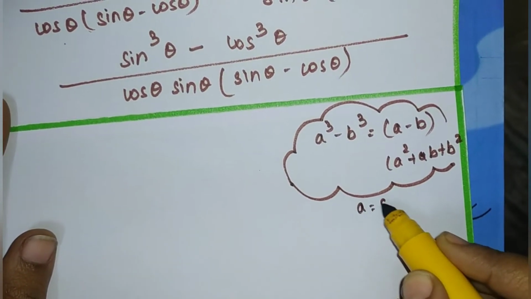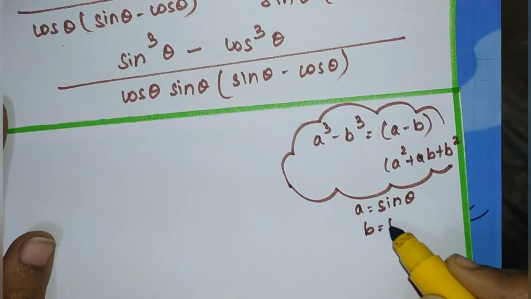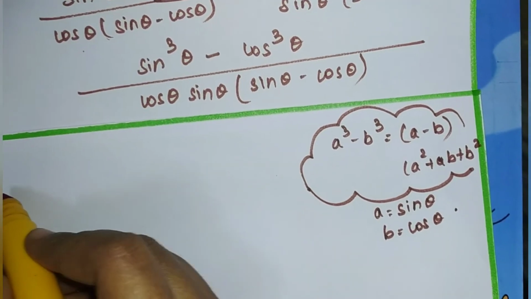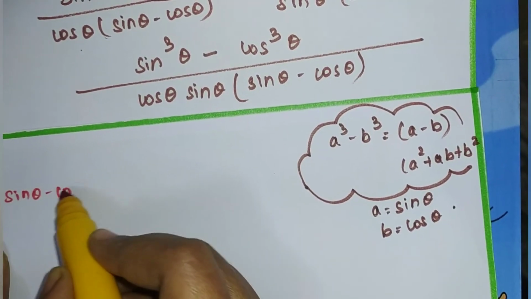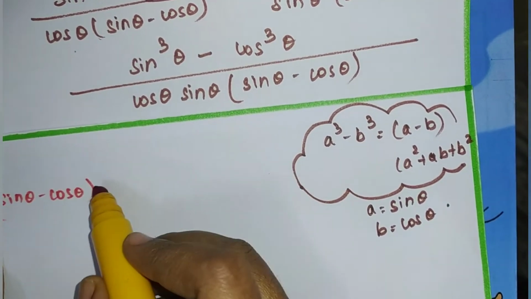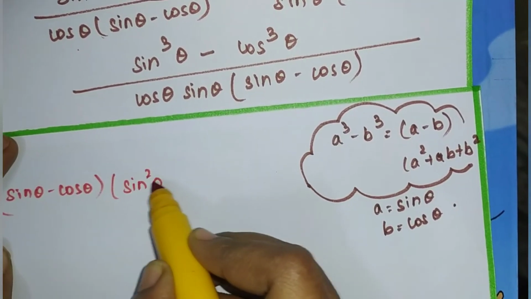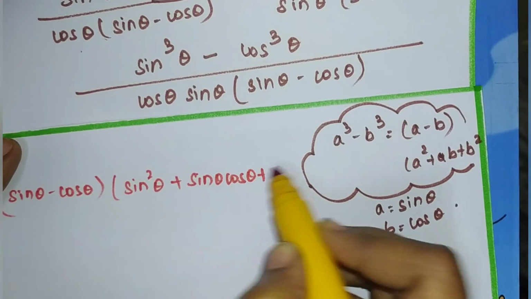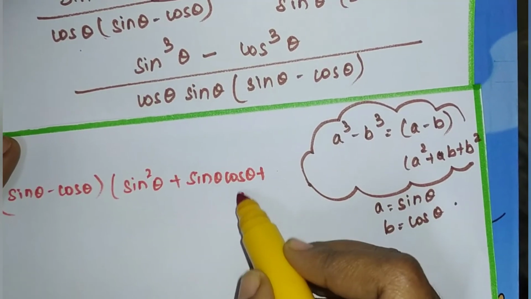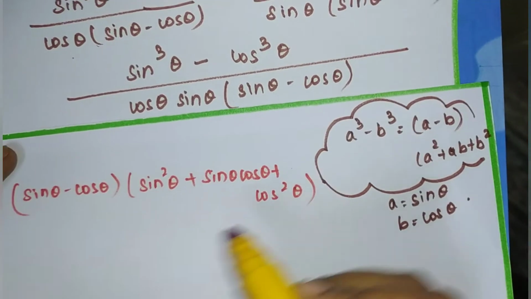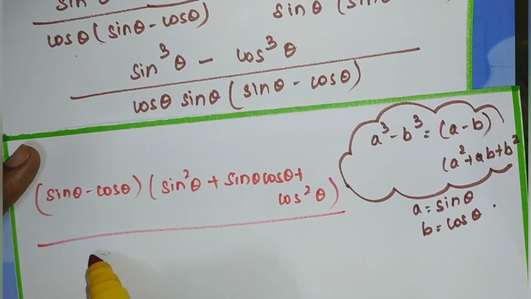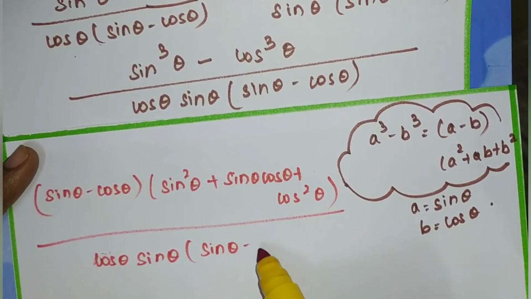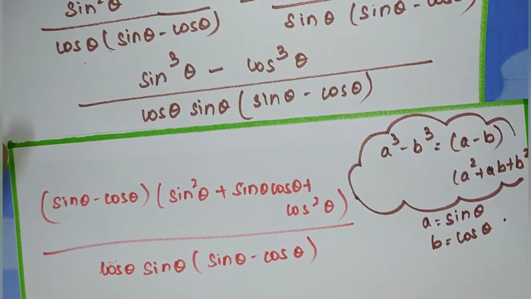So what is A? That is sin theta. What is B? Cos theta. Clear? Apply here: sin theta minus cos theta, that is A minus B, then sin square theta plus sin theta cos theta plus B square, that is cos square theta. Write the denominator as it is, cos theta into sin theta minus cos theta.